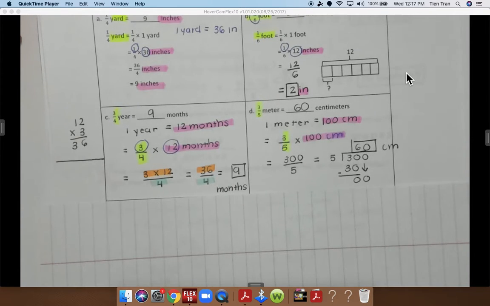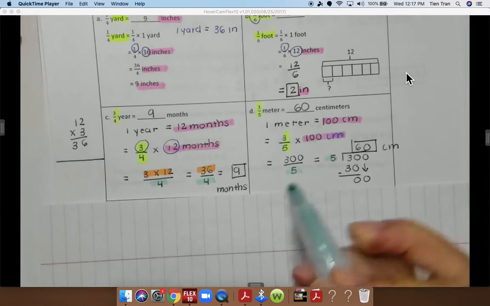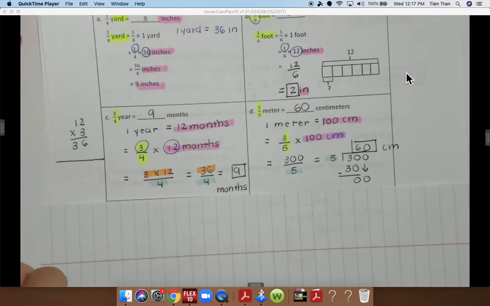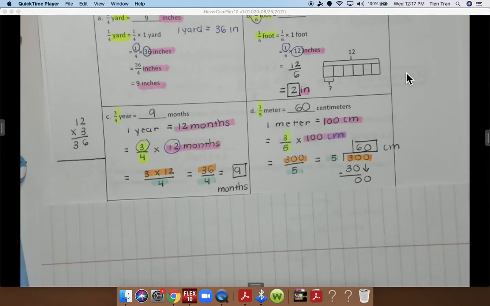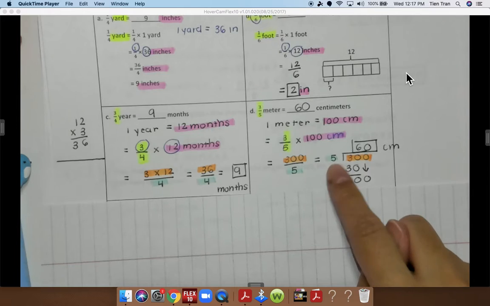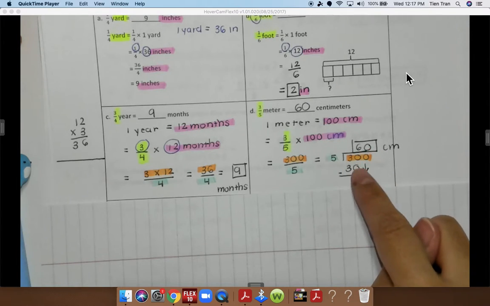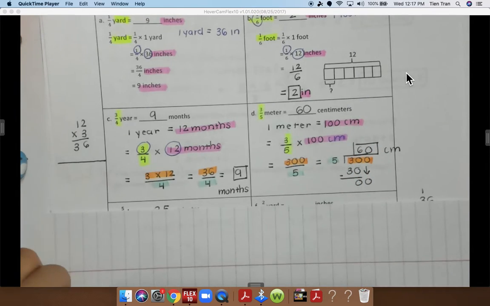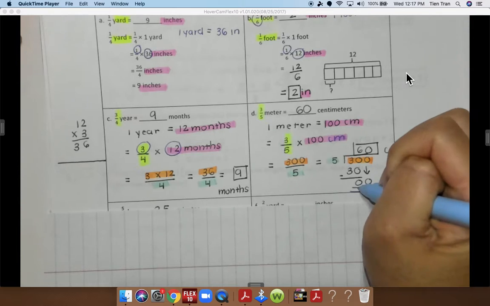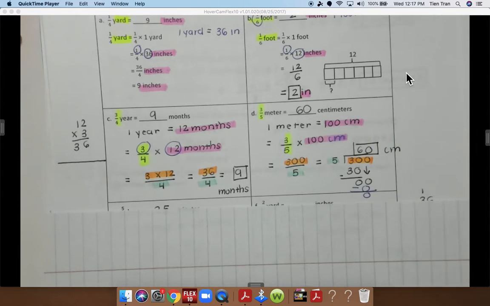300 is going to be the number that goes on the inside because it is the first number. And 5 is going to be the number that goes on the outside because it is the second number. And when I divide, I know that 5 can go into 30 6 times. 30 minus 30 is equal to 0. And 5 times 0 is going to give me 0. So 0 minus 0 is equal to 0. So my final answer is 60 centimeters.